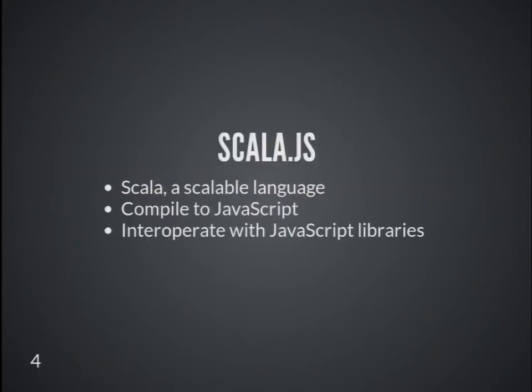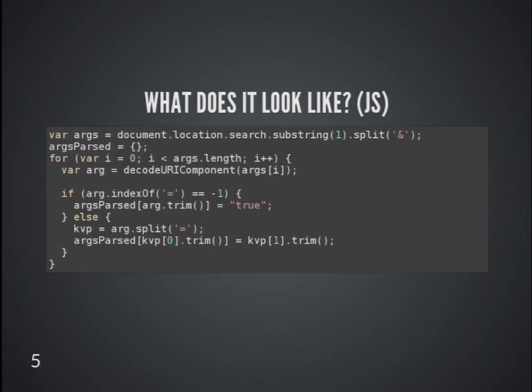So, we have yet another approach. We know how cool Scala is, and we want to do the same thing with Scala. Scala is a scalable language, so you can use it to develop big applications, and thanks to Scala.js, you can compile it to JavaScript, really. And it can interoperate with JavaScript libraries, as I will demonstrate. So what does it look like?